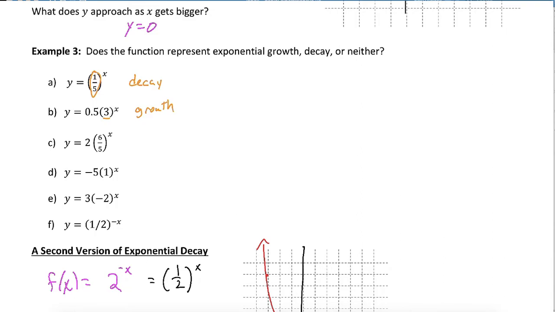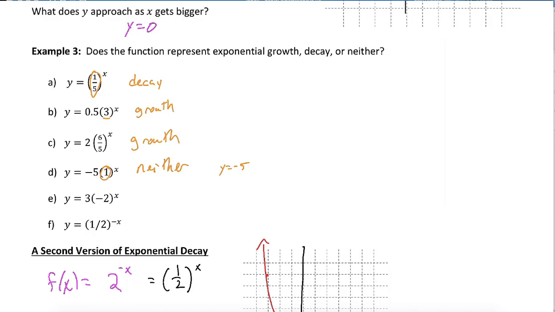Same thing in part C. 6/5 is bigger than 1. It doesn't matter if it's written as a fraction. It's bigger than 1, so that's exponential growth. So bigger than 1 is exponential growth, less than 1 is exponential decay. That middle point, when the base is exactly 1, that is neither exponential growth nor exponential decay, because 1 to the x is always 1. So this is the same thing as the graph of y equals -5. It's just a horizontal line, not growth or decay.